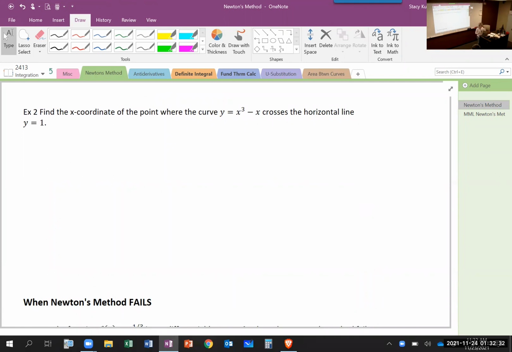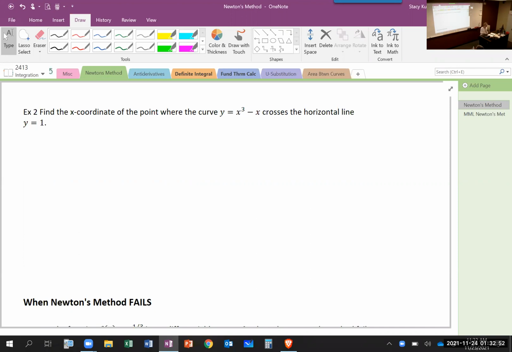This one says, I want to know what is the x coordinate of the point where the curve crosses the horizontal line y is equal to 1. This would be another example of when you would do that second calc 5 inner, right? Where you're trying to find the intersection between 2 points. That's what they're doing here.